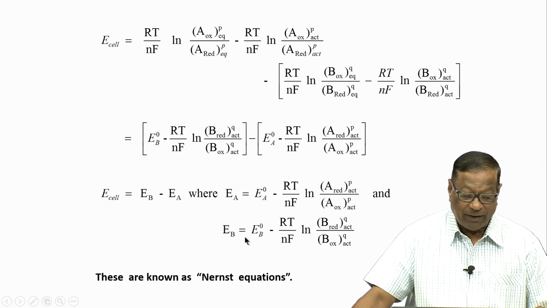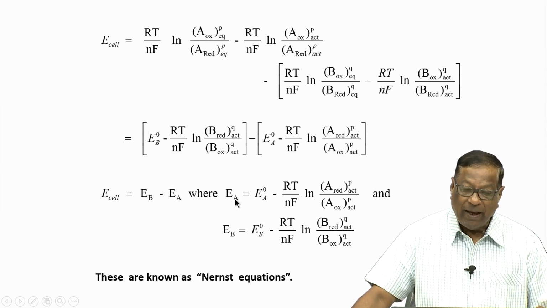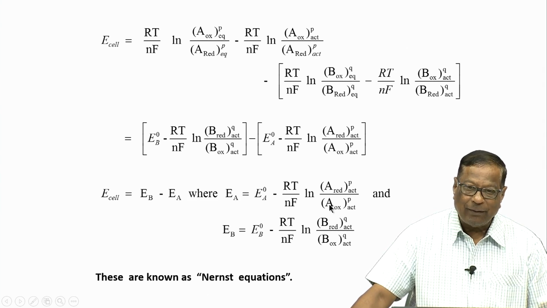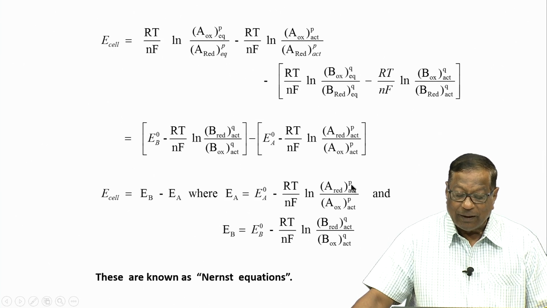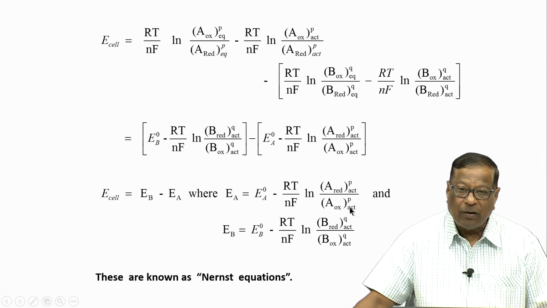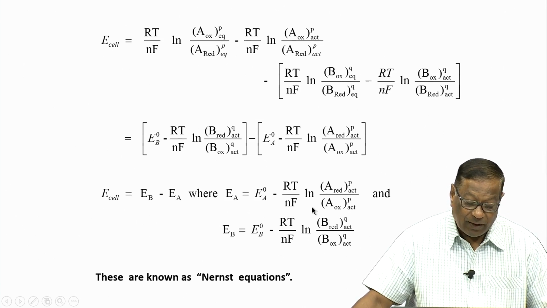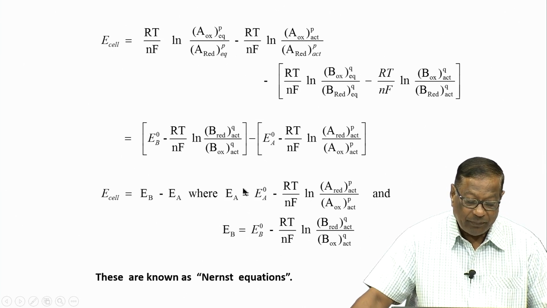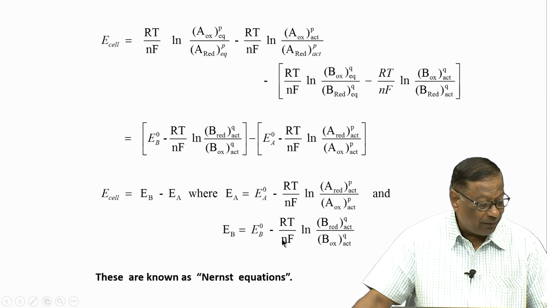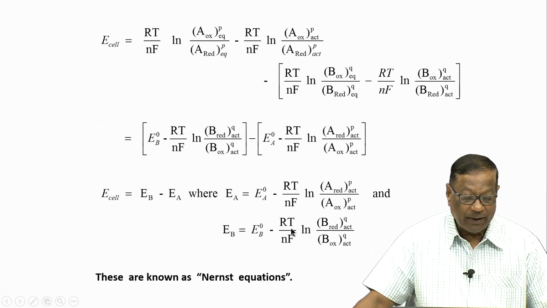If it is A element, EA I can write EA is equal to E naught A minus RT by NF ln A reductant divided by A oxidant raised to P and all in terms of activity. Similarly, EB. So, this is the Nernst equation for A and this is the Nernst equation for B.